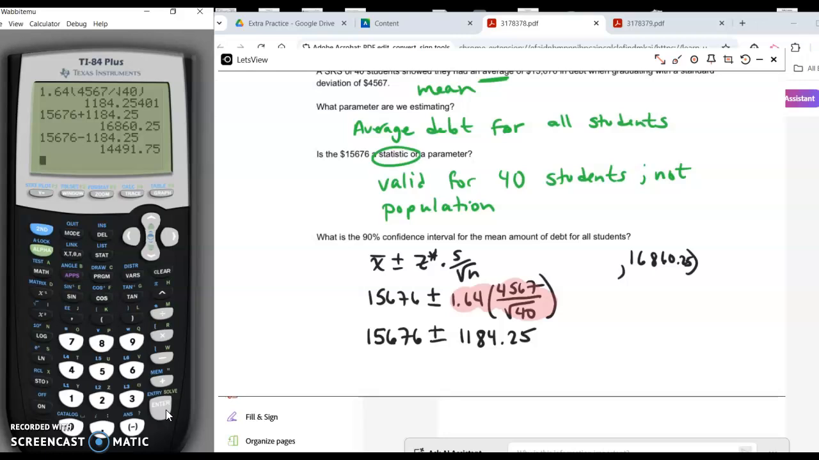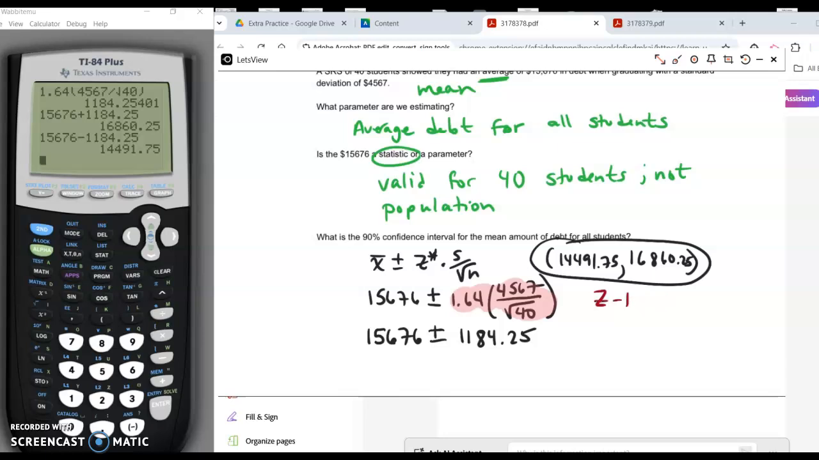We are 90% sure. So we're 90% sure that the average debt for all students is going to be somewhere between $14,491.75 and $16,860.25. Now, if you want to use the calculator for this, that's fine too. You can kind of skip a lot of this, but again, these formulas are given to you.